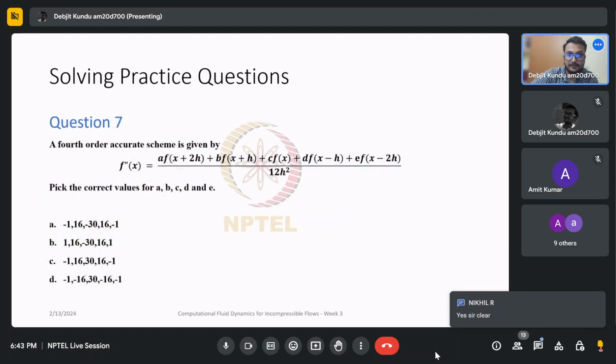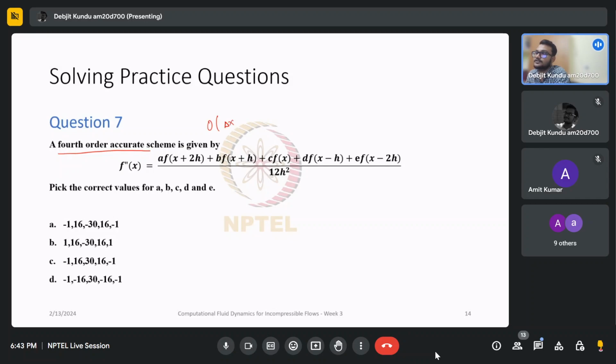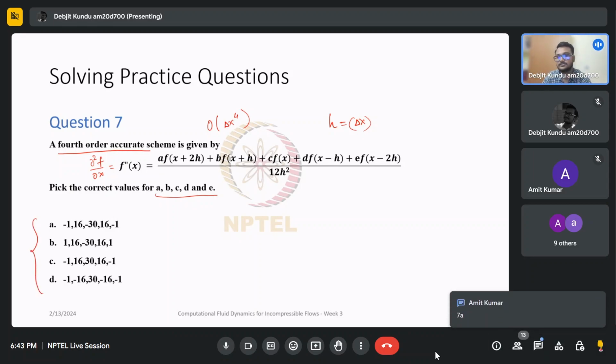We'll move along to question number 7. It is telling us that a fourth order accurate scheme is being used here, which is given by F double dash, meaning the second order derivative of x, equal to this big expression, which says A into F of x plus 2h. Here h is basically delta x. A, B, C, D, E are coefficients. You have to pick the correct values for A, B, C, D, E without explicitly solving it. There is some property these coefficients of discretized derivatives show, which you have to use to find out which one of these, A, B, C, or D, can possibly be a correct solution.